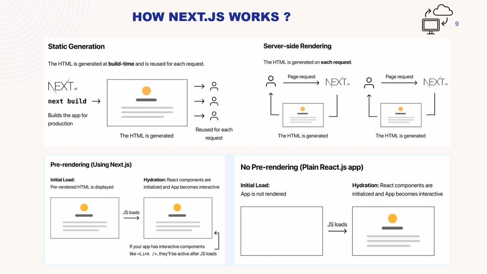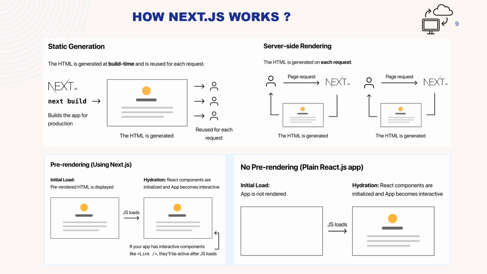How Next.js works. In static generation, HTML is generated at build time and is reused for each request. Let's look at the diagram. When building an app for production, we run the command next build. Then the HTML is generated, which can be reused for each request. In server-side rendering, the HTML is generated on each request. Whenever the user requests a particular resource, it will generate the HTML.